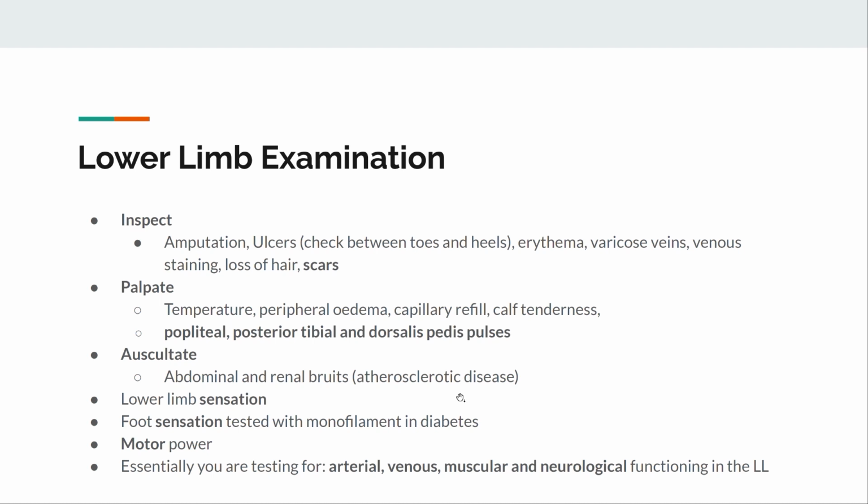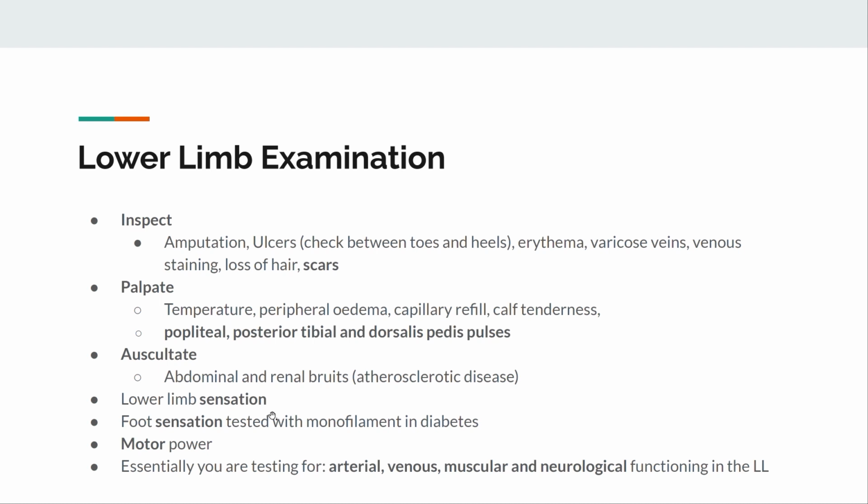Auscultate. You could probably skip this in an OSCE and it'd be fine, but you're checking the abdominal aorta and the renal arteries to see if there are signs of a big atherosclerotic lesion in the abdominal aorta, which has thrown off clots into the arteries going to the feet, leading to your limb ischemia. So you might hear a bruit because of that.